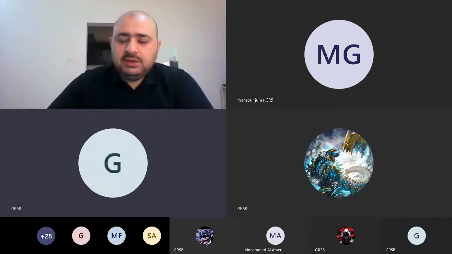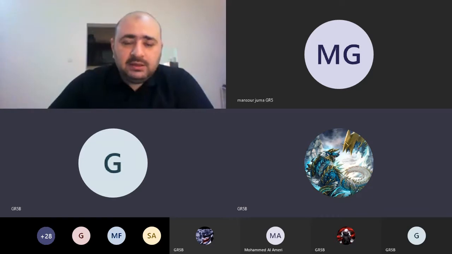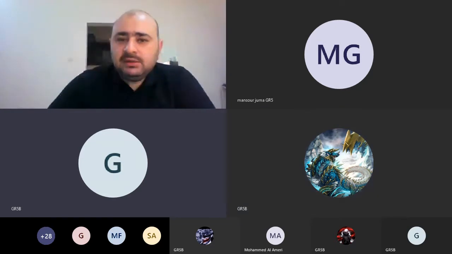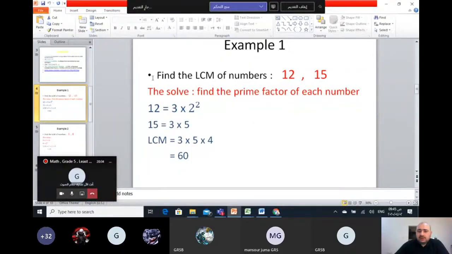Listen to this example. Find the LCM of numbers for 12 and 15. Let's solve. What I do at the first step is take each number and find the prime factors. Not the factors, the prime factors.